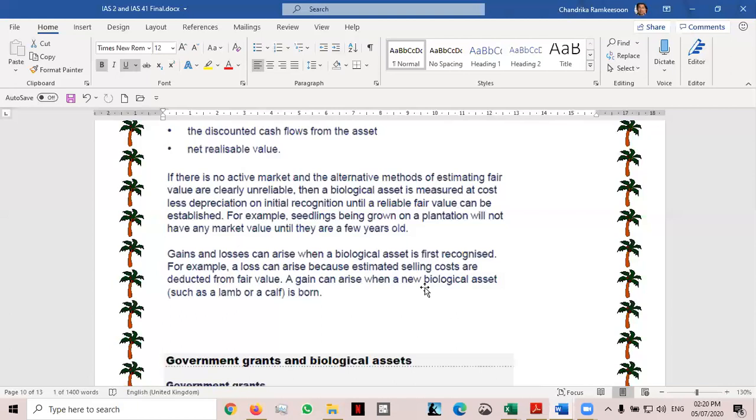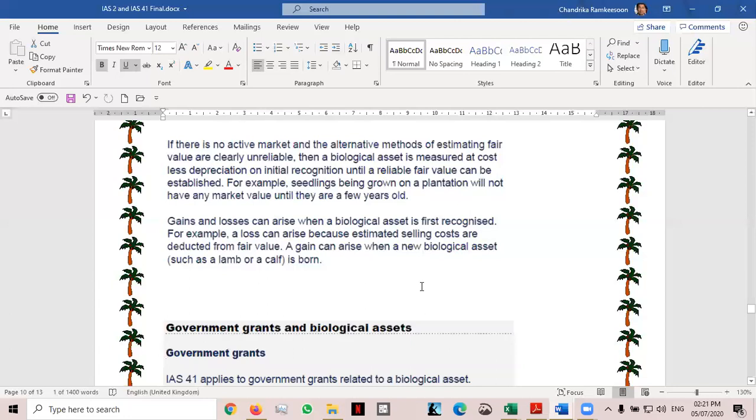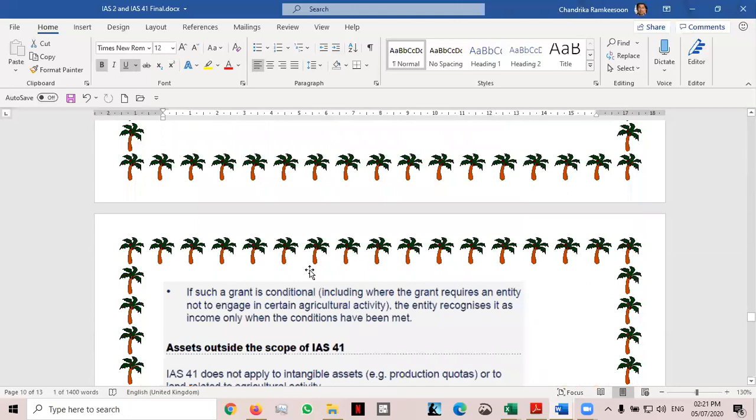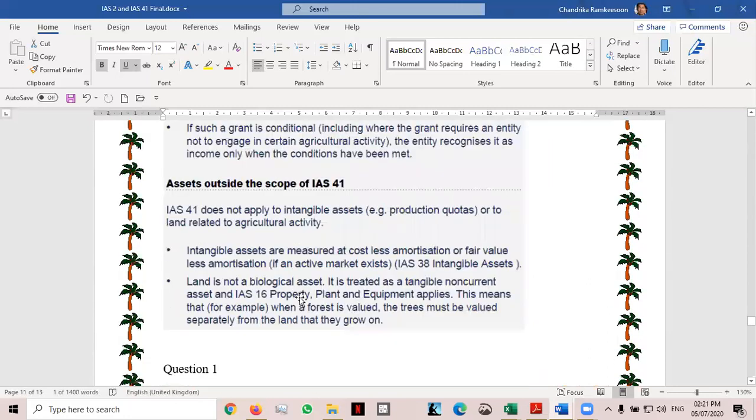Then gains and losses when a biological asset is first recognized. For example, a loss can arise when estimated selling costs are deducted from fair value. A gain can arise when a new biological asset, such as a lamb or calf, is born. And of course, they all go to P&L as long as they're under IAS 41. Grants, well, we looked at that earlier. Assets outside the scope, we looked at this also. And then we've got our questions.